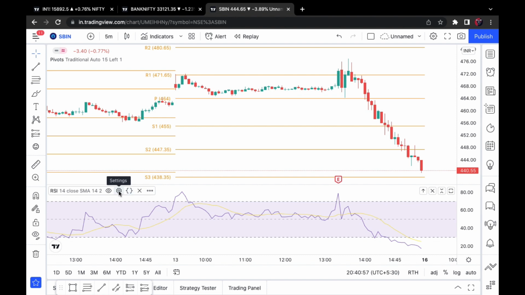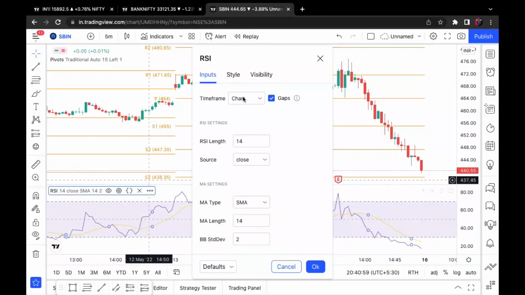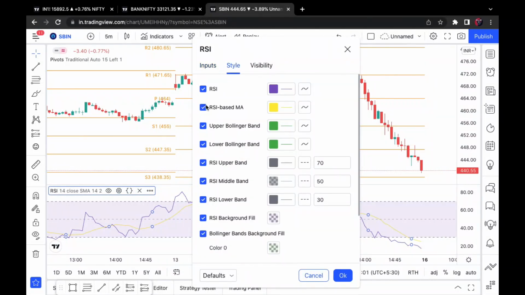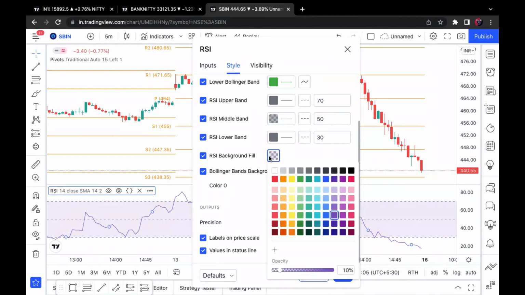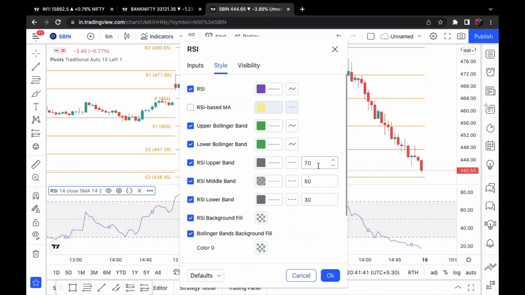So you need to come in the RSI settings. Then you can close this RSI-based EMA, and you can choose your background color. You can choose red color, yellow color, it's your choice. So I am choosing this color. The default setting of RSI upper band is 70. So you need to come here and convert this into 60, and the RSI lower band should be 40. Now the setting is over.